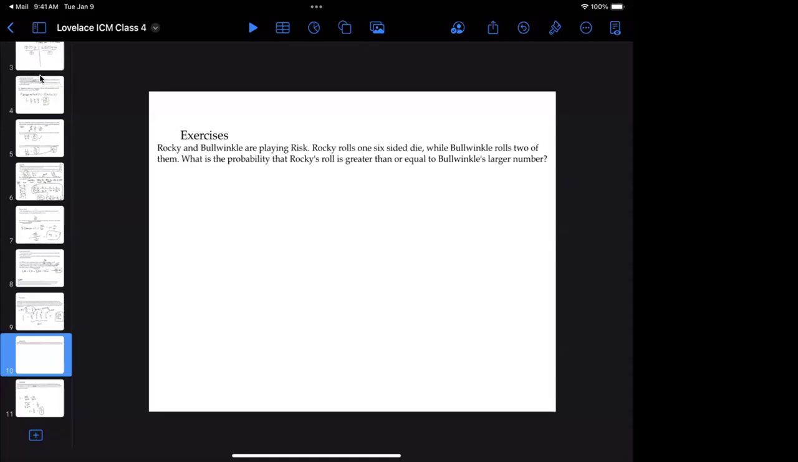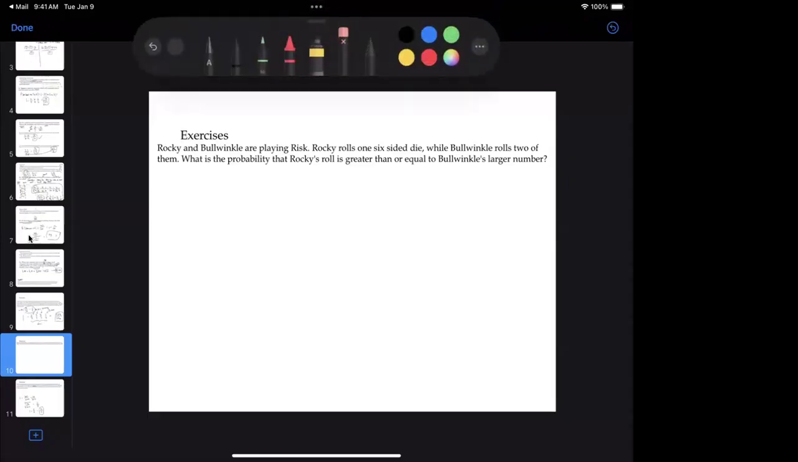So for this question, I would do casework on Bullwinkle's larger number. So you say if it's 1, 2, 3, 4, 5, or 6. That's the general idea, I think.